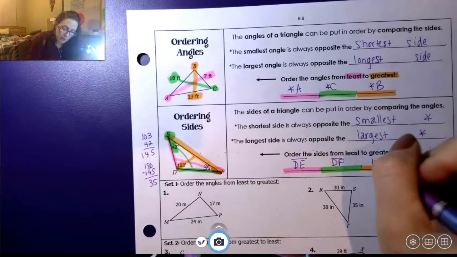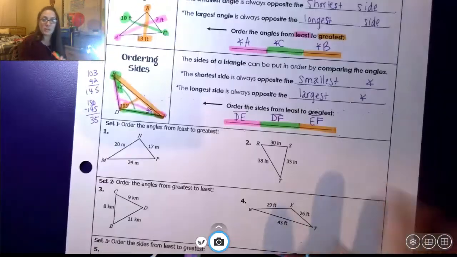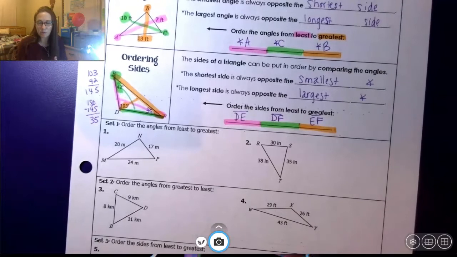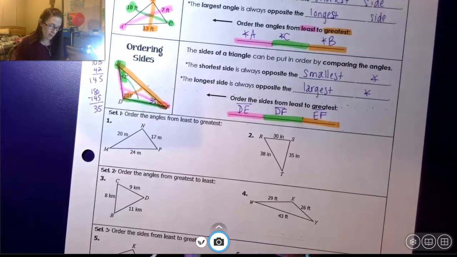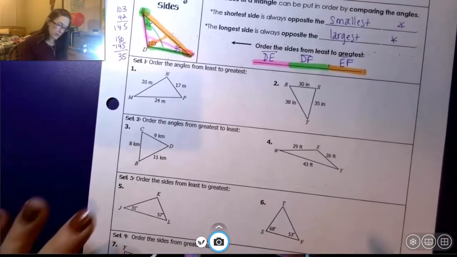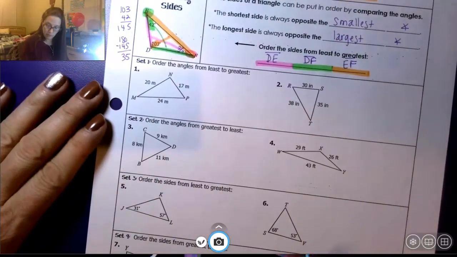Okay, you do not have to use the highlighters every time. I just want to make sure I use them in the example so you can see them. Go ahead, we are going to do the odds. I'll go ahead and do the odds here. So if you want to pause and do them on your own, you can.